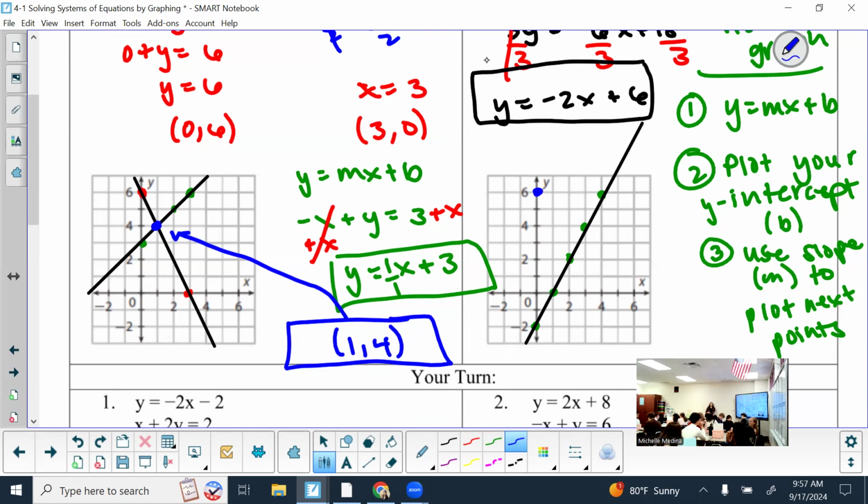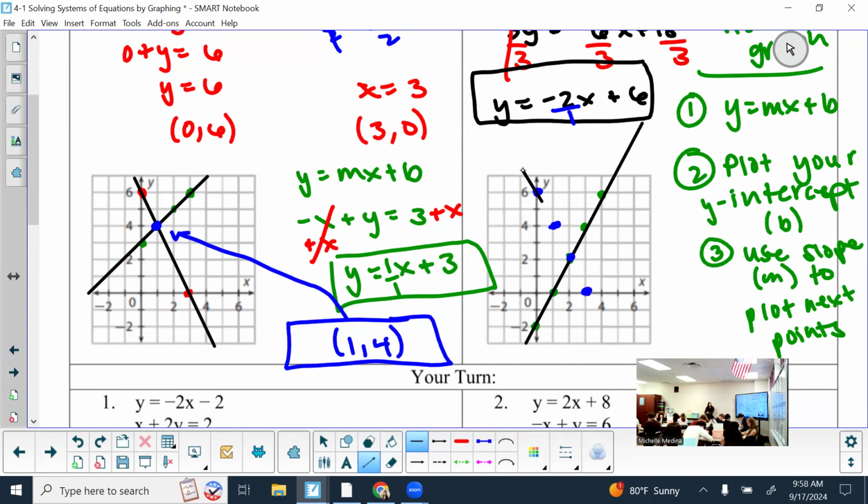Use the slope, and what is my slope in this one? -2. If it's not written as a fraction, make it a fraction by writing it over 1, so that you remember that your run is 1, right? It goes rise over run. Since my rise is negative, I'm going down 2, to the right 1. Down 2, to the right 1. Until you see where they intersect, or until you have enough to make a straight line.